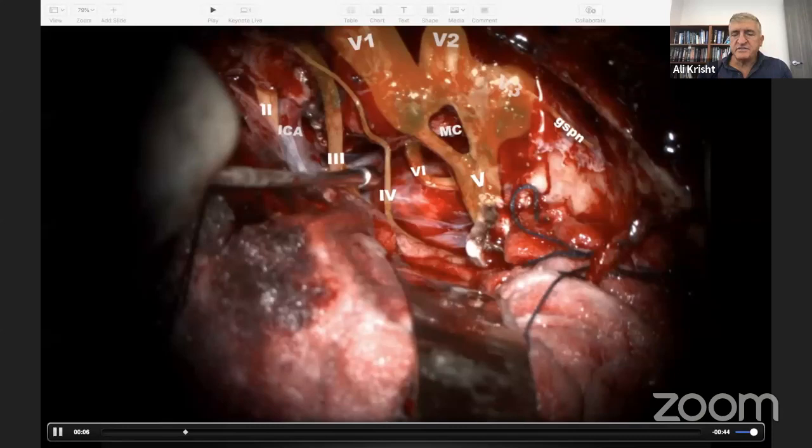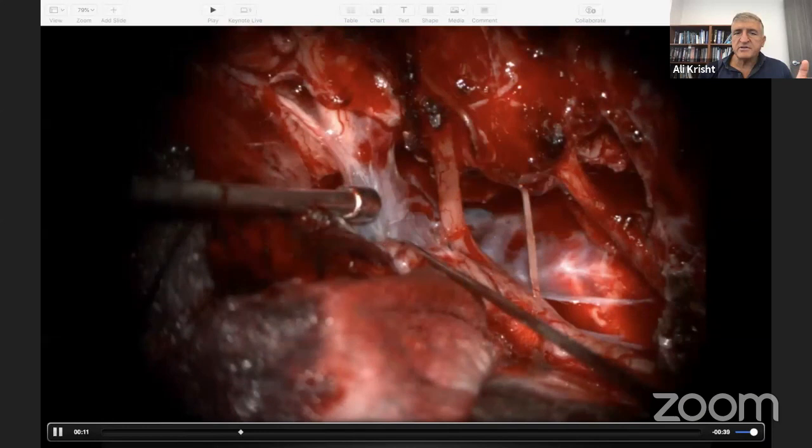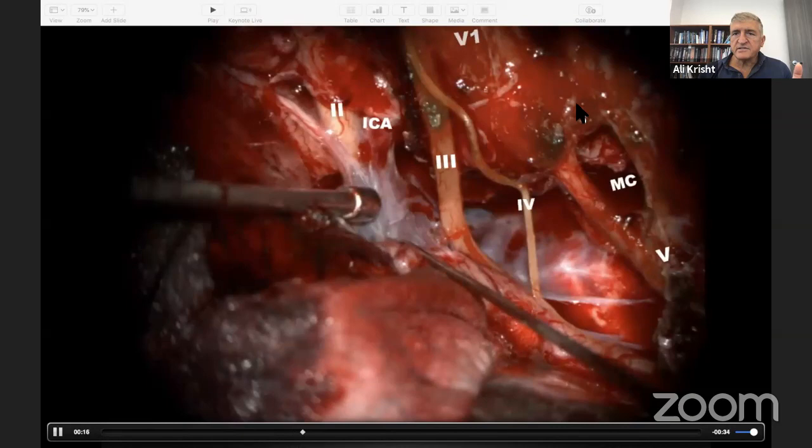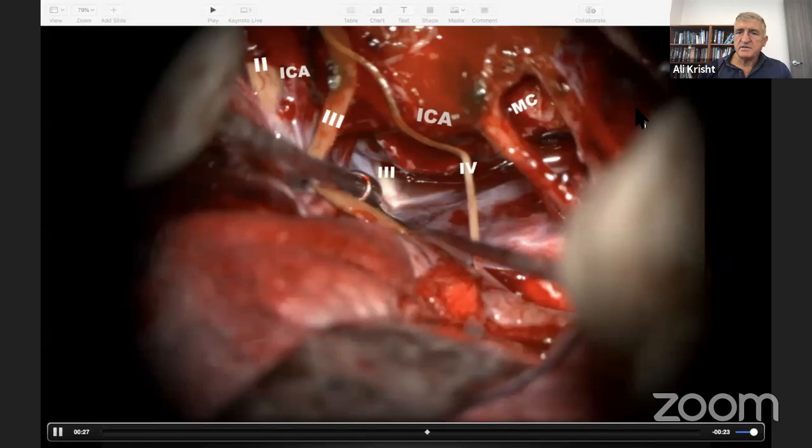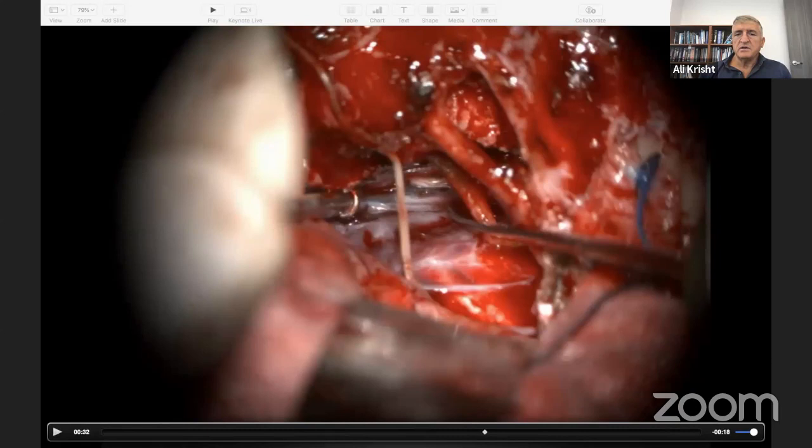The only thing that's left here is a small sliver of tumor around the carotid, and the carotid is in this case coming this way. And sometimes it may follow the carotid to the carotid canal and the foramen lacerum. But in those cases, the future is how we are going to get rid of the carotid, replace it, and then we can achieve Simpson grade 1.